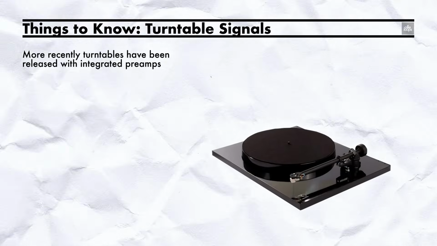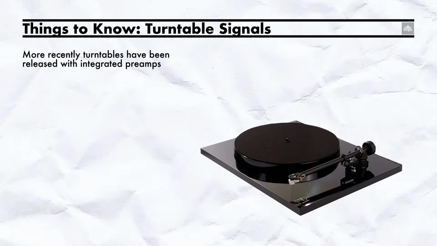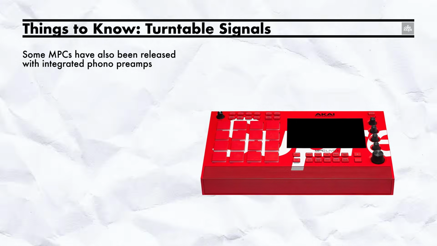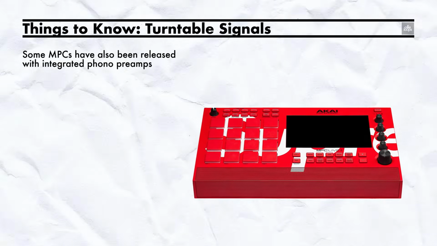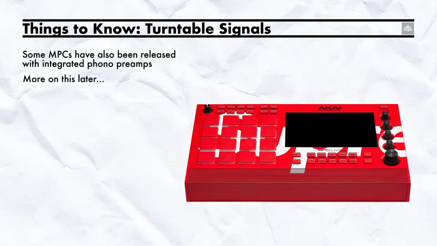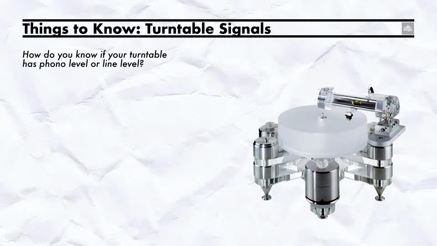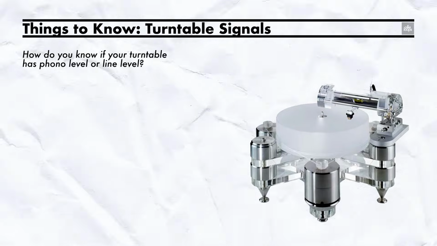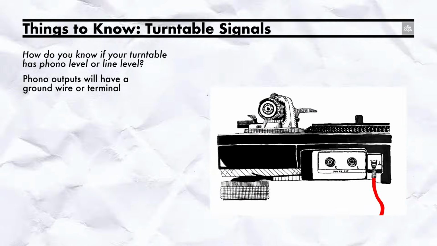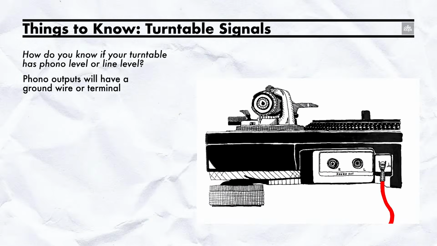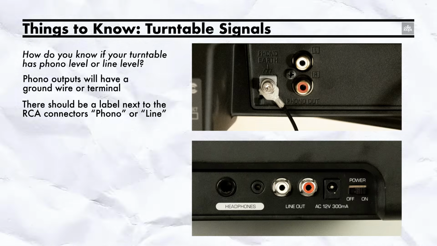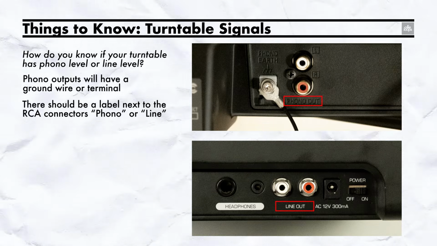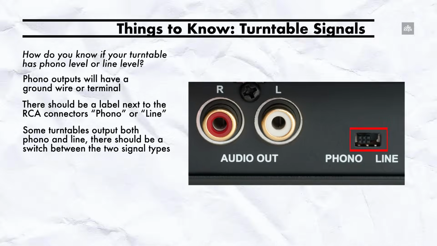In recent years, some turntables now have integrated phono preamps. Additionally, some MPCs have phono inputs and some don't. Let's return back to this in just a moment. How do you know if your turntable uses phono or line level? Good question. If it has a ground wire or ground terminal, it is phono level. Also, look for a label that either says phono or line. Some turntables even have a switch between the two.